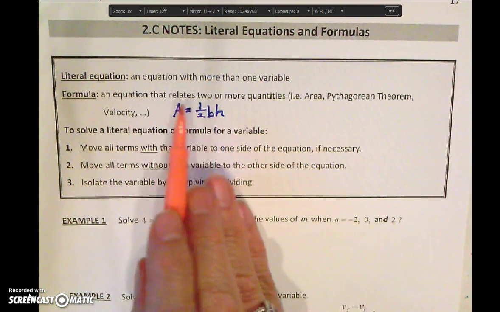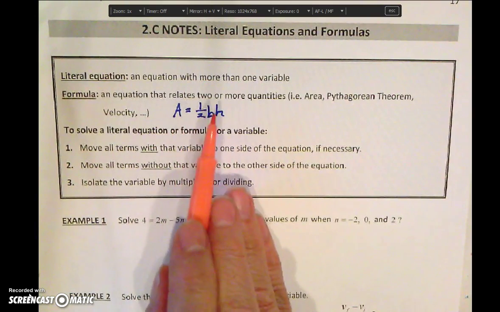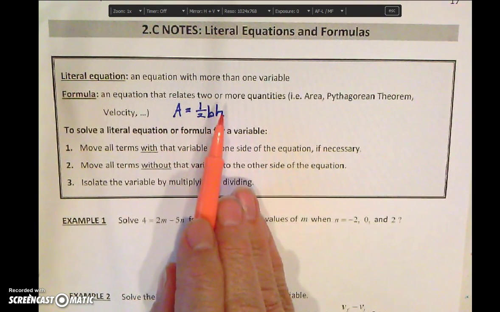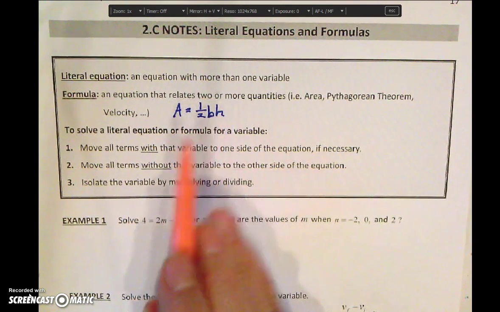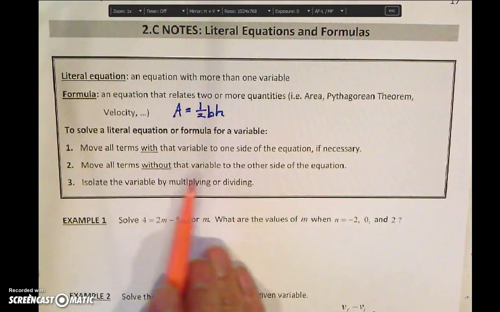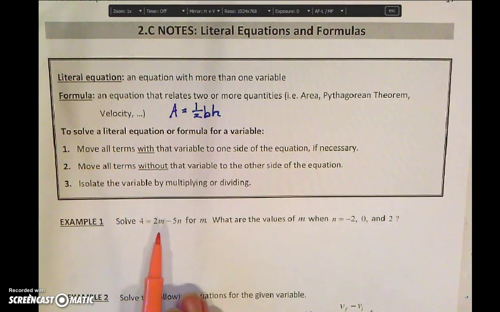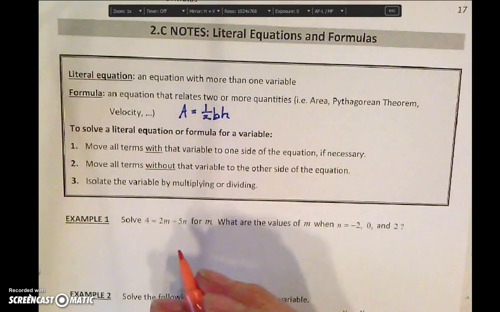Often when you're working in science or maybe in another math class, you might want to do that. It might make the rest of the problem easier. All right, so there are some steps here, and I'll just step through them down here. So let's look at example 1.